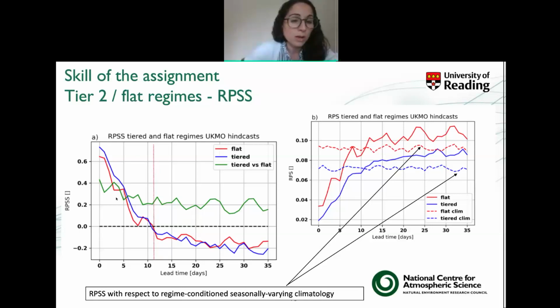The comparison actually shows that the tier regime is always outperforming the flat ones. And if we look at the plot on the right, this is showing us that when we consider just the rank probability score, which is a measure of the error, the tier regimes have overall smaller errors in the assignment. And it's important to note that we are considering here a regime conditioned seasonally varying climatology, because we know that the regimes themselves contain a lot of information about the seasonal cycle. So it's a fairer comparison if we use that as a reference.